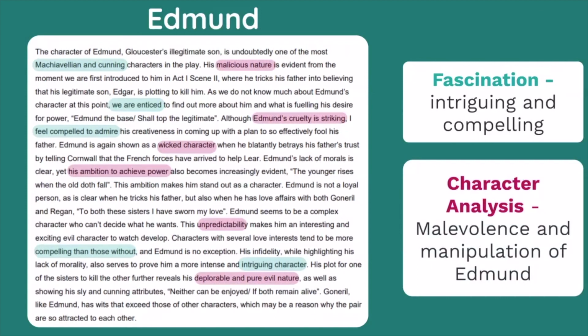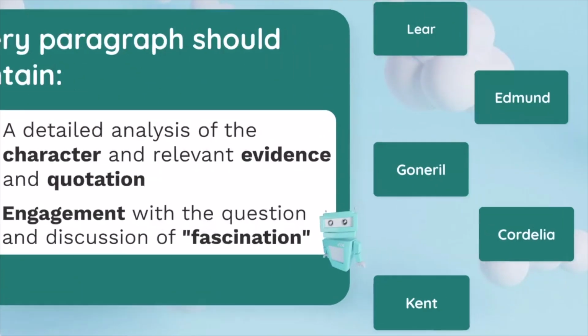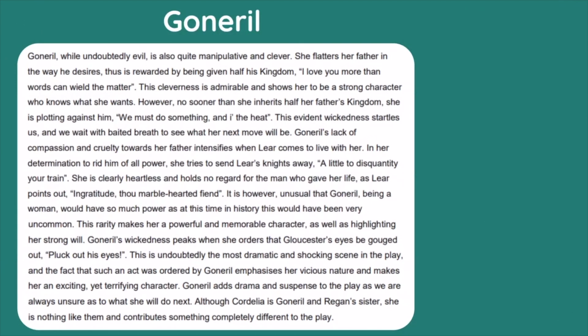And then his character analysis. Well, what about him? Well, he's malicious. He's wicked. His ambitions are to achieve power. He's unpredictable. He's deplorable and pure evil. So it's not just saying he's evil, he's evil, he's evil, or he's good, he's good, he's good. It's not the same repetition of the same word. So really nice variety of vocabulary here. Third character then, Goneril.